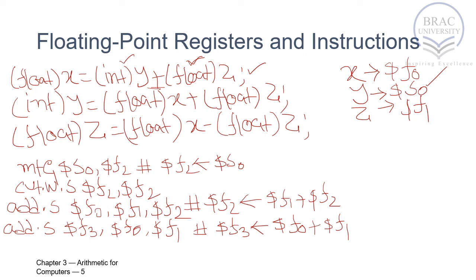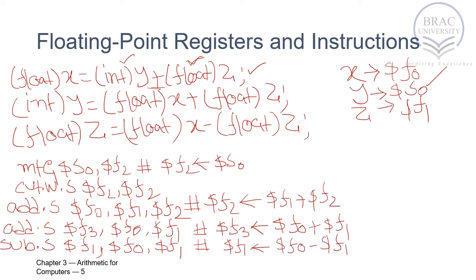Now the third line is sub. So sub.s, and the result will be in F1, that is F0, F1. So what this one does is F1 will hold the value of F0 minus F1.